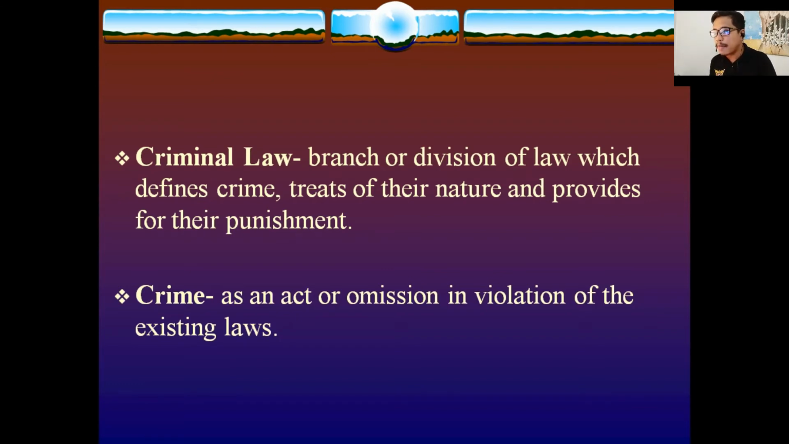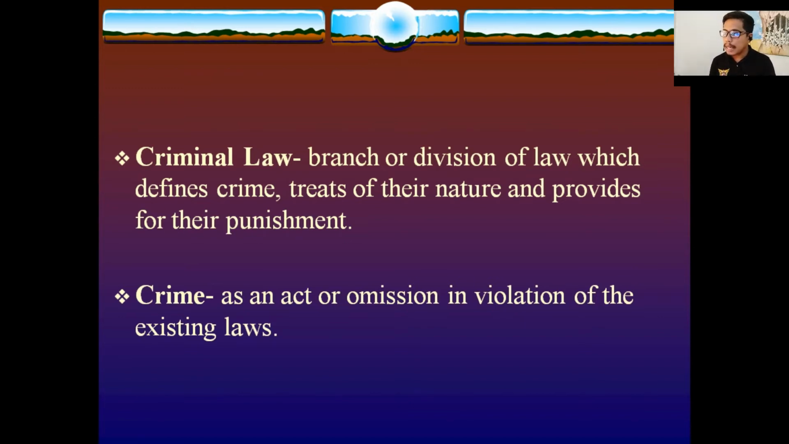If murder is the crime being defined in the criminal law, it will also provide the number of years. It would say that the punishment of murder, for example, is reclusion perpetua or 20 years and 1 day to 40 years. So a criminal law defines the crime, it treats the nature of the crime, and at the same time, it includes in its definition the number of years or months or days that a person will be imprisoned or punished.